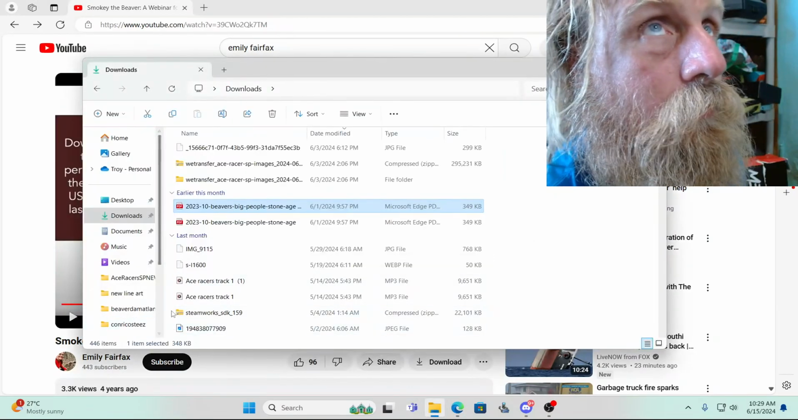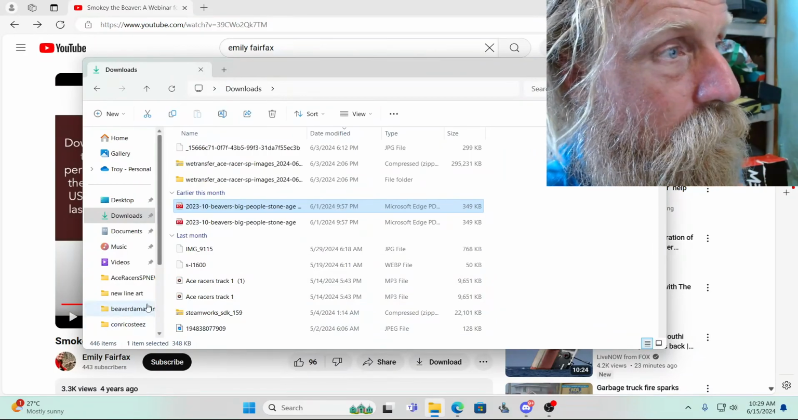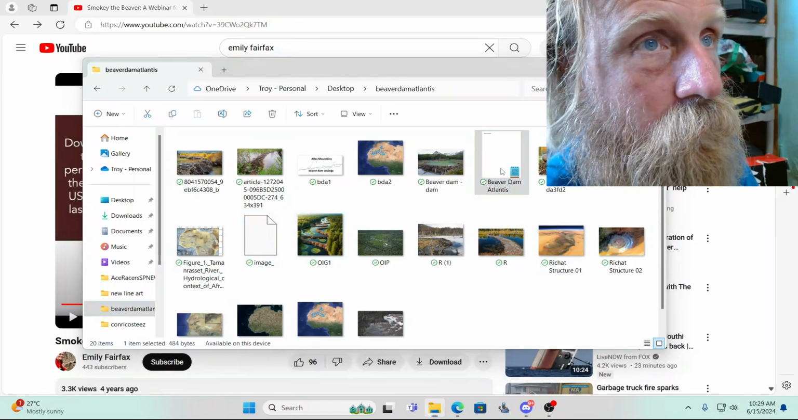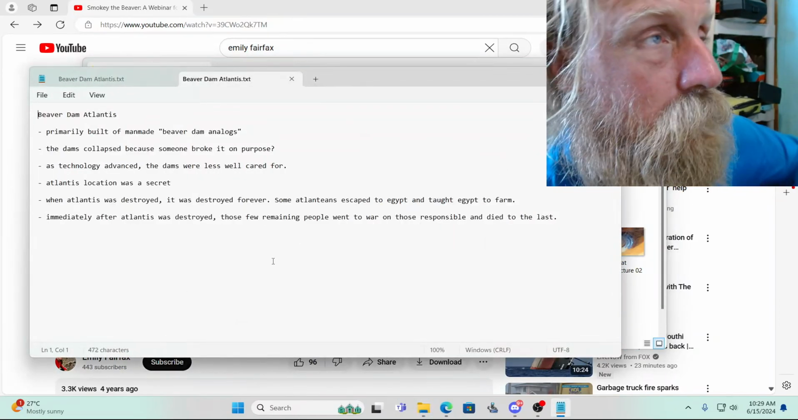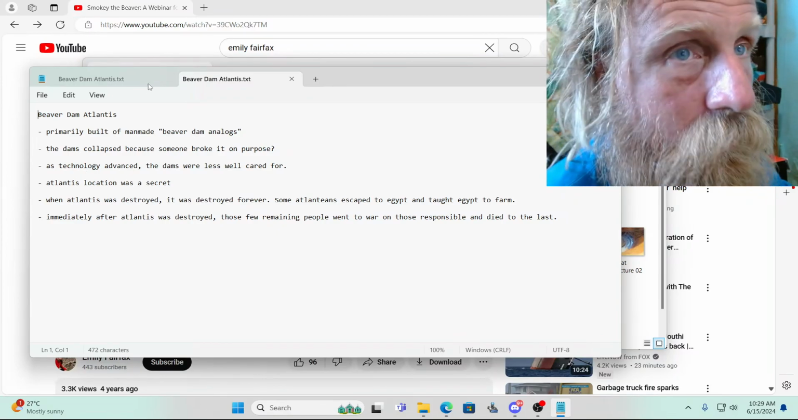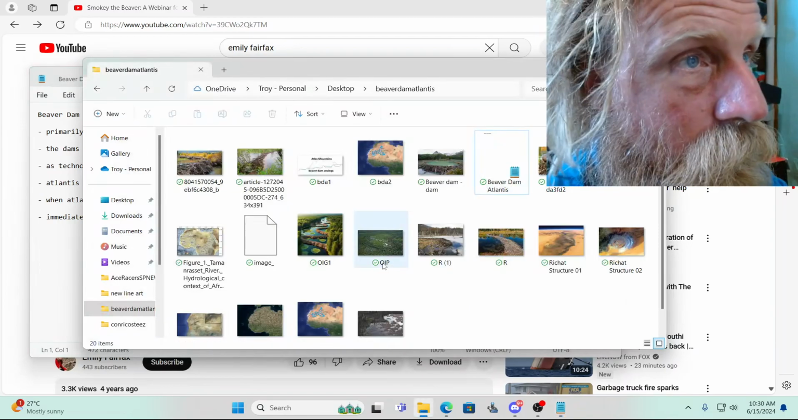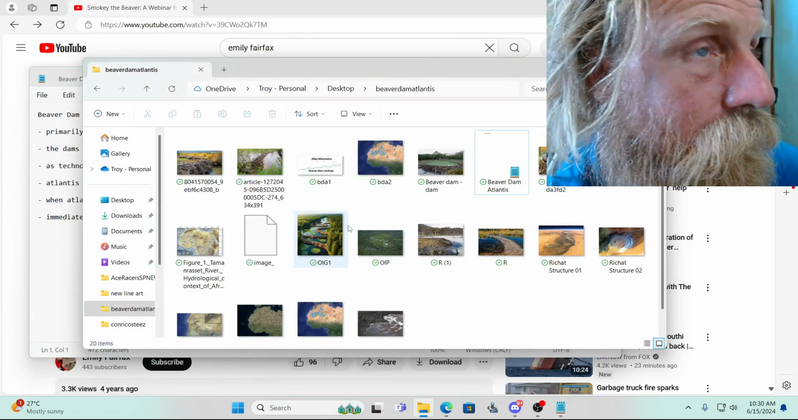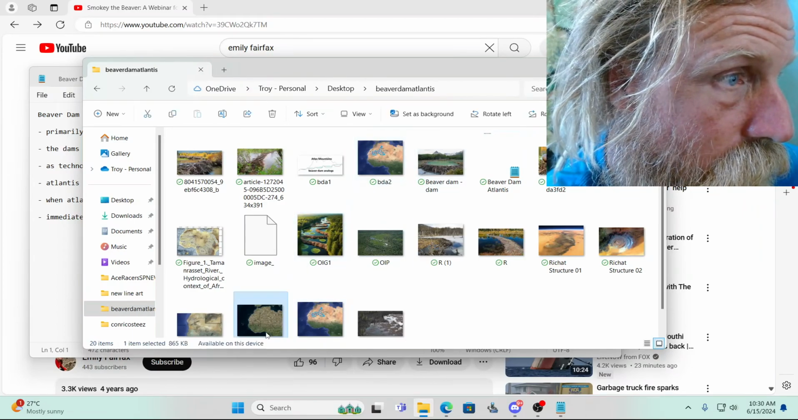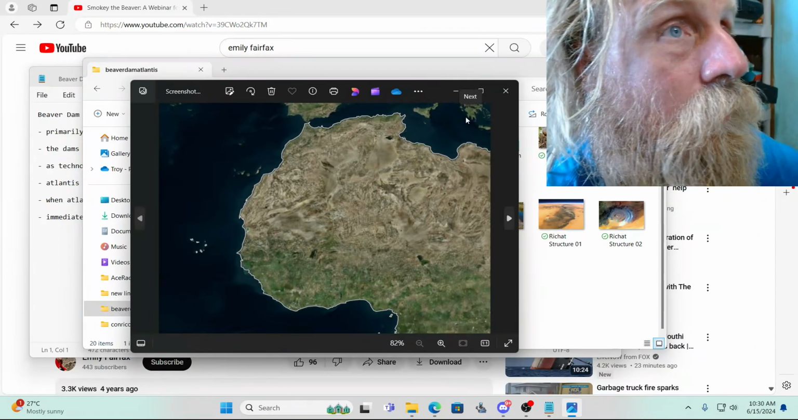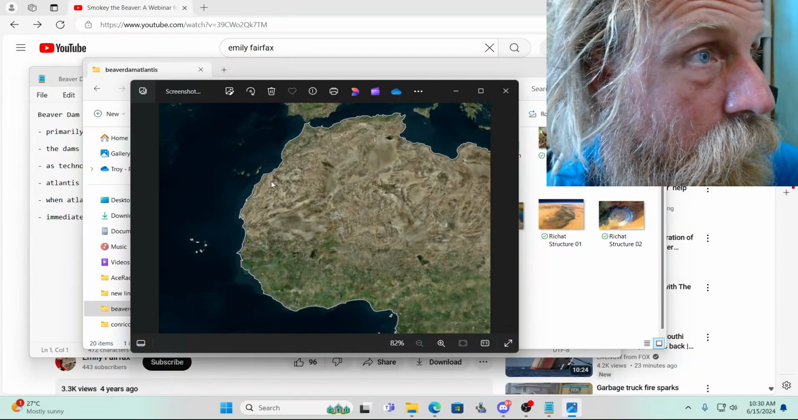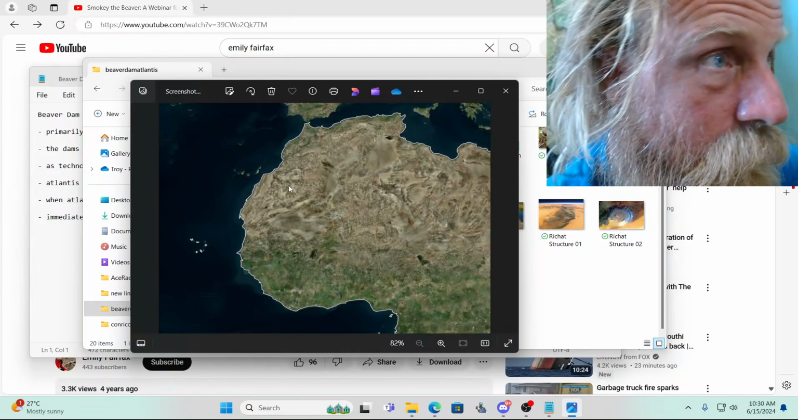Yeah. So then a recap of what is the legend of Beaver Dam Atlantis. The legend of Beaver Dam Atlantis is my fable that I'm making. And basically, according to Plato, 10,000 years before the Greeks. Okay, so here's the Greeks. So out beyond the Pillars of Hercules, there existed a nation of Atlantis.